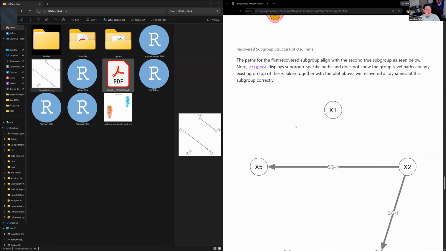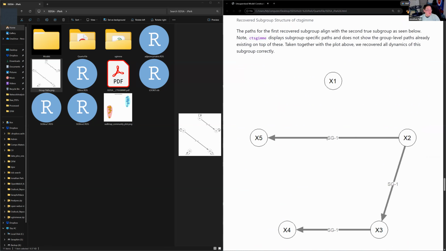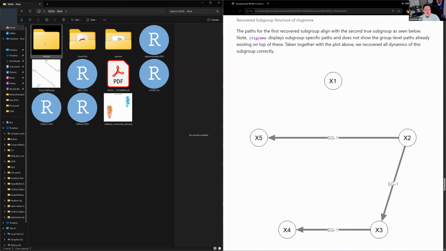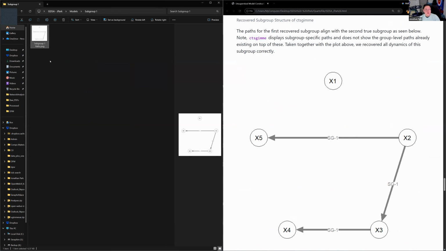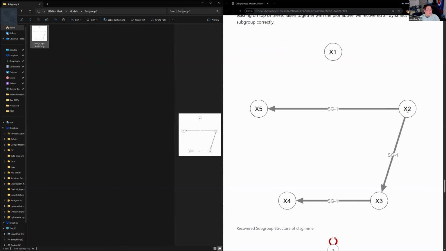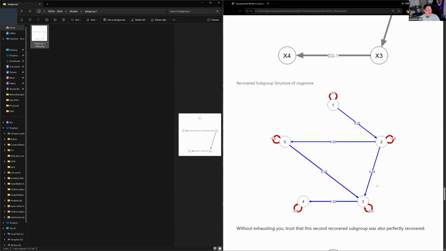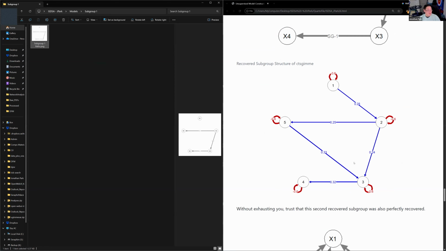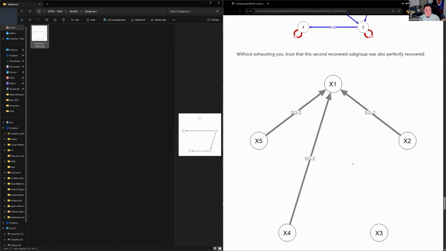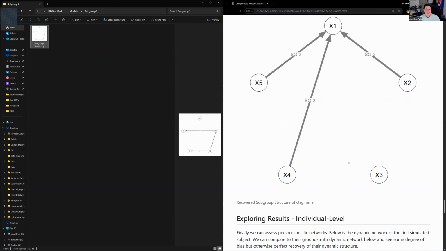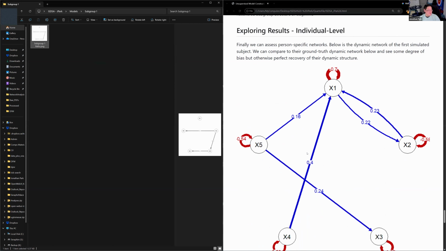We can then look at our subgroup 1 level path. So you can see this says SG1. If you were to click into the models folder and look at subgroup 1, that's where this file is. So we see that the paths we picked up were 2 to 5, 2 to 3, and 3 to 4, and that aligns with our data generating graph for the second subgroup. So we did pick that up, and trust me that this one is also correct. I don't want to go into checking it this time.